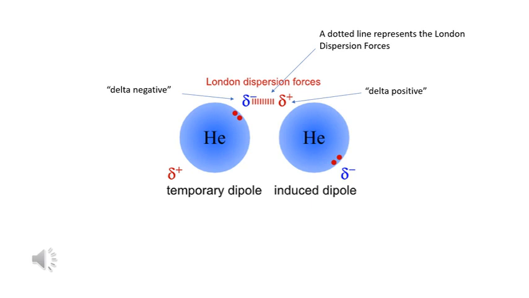And the dotted line here is used to represent the London dispersion forces. Like we said in the previous slide, the London dispersion force is the force of attraction between the negative part of a temporary dipole and the positive part of an induced dipole, or vice versa. So London dispersion forces are an electrostatic attraction between negative electrically charged parts of the atom and positive electrically charged parts of the atom.